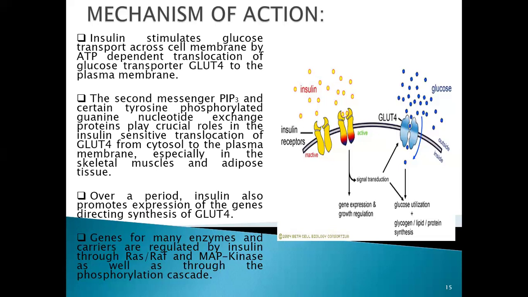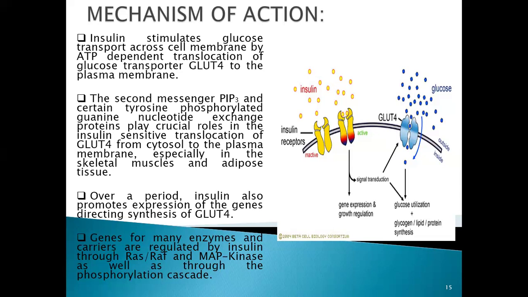translocation of GLUT4 transporter from the cytosol to the plasma membrane, especially in the skeletal muscles and adipose tissues. Over a period, insulin also promotes expression of the genes directing the synthesis of GLUT4.